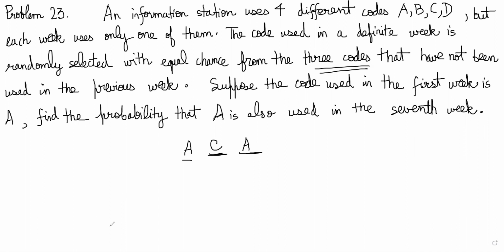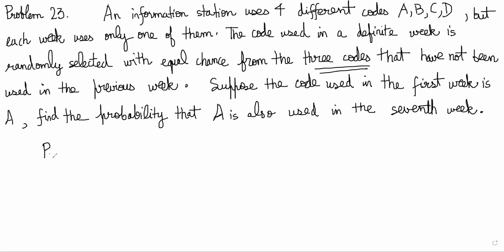The question is saying, suppose that the code used in the first week was A, find the probability that A is also used in the seventh week, right? So this question can be solved in multiple ways. The standard method for this would be conditional probability, where they have said that the code used in the first week was A, and they have to find the probability that A is used in the seventh week. But we'll solve it in a slightly different method. We'll use a recurrence relation for this. So let's see how we set up the problem.